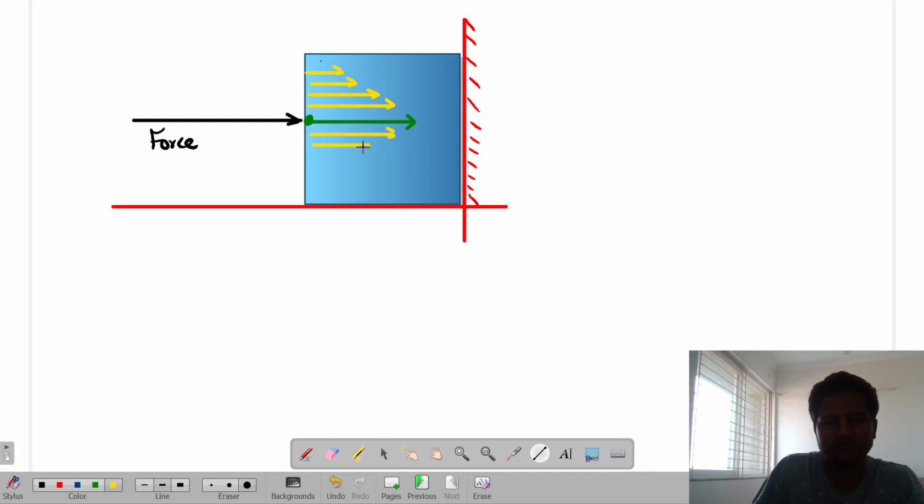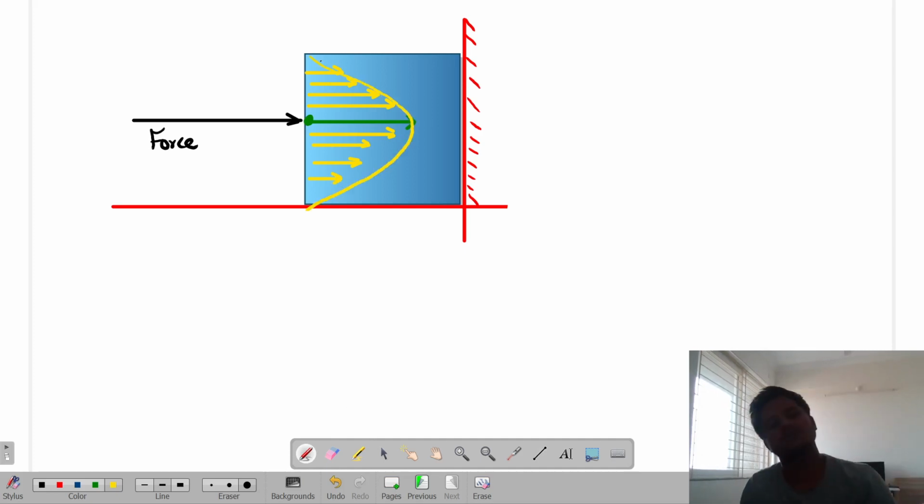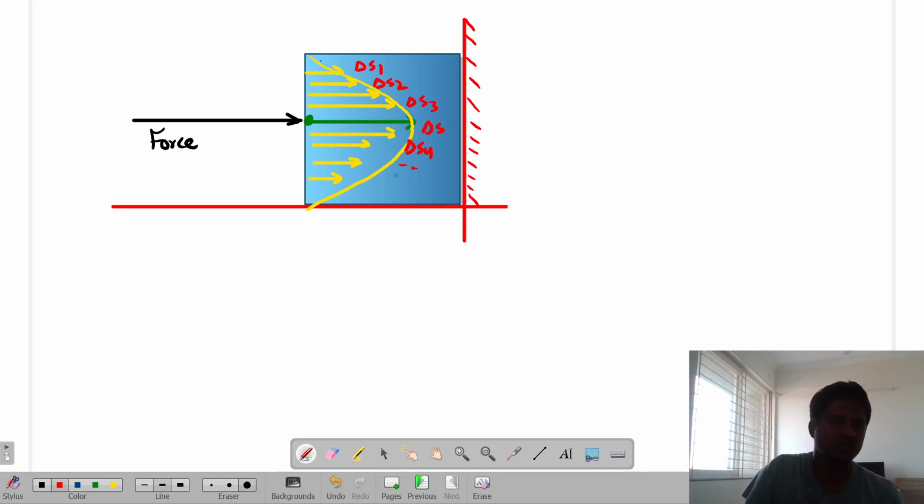When you apply a force on the soft foam, you will not see a perfect movement, but you will see a curve kind of thing. It can be anything, it need not be a parabola or something like that, but definitely I'll observe a curve. Then over here I can see there are many displacements. Consider them to be delta S1, delta S2, delta S3, delta S4, and so on. There are many such displacements over here.